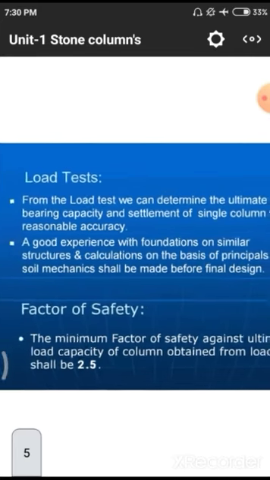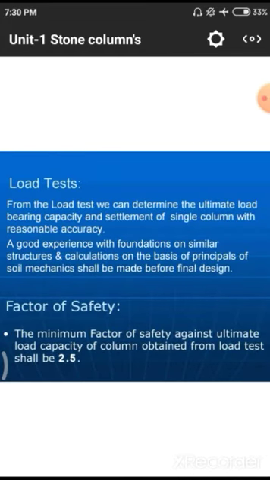And load tests, what we have to do on these columns. First of all, from the load test we can determine the ultimate load bearing capacity of the particular settlement in a single column with a reasonable accuracy. What does accuracy mean? The exact value of the load a particular column will have to bear in the particular soil conditions. Those are the accuracy in the particular limits.